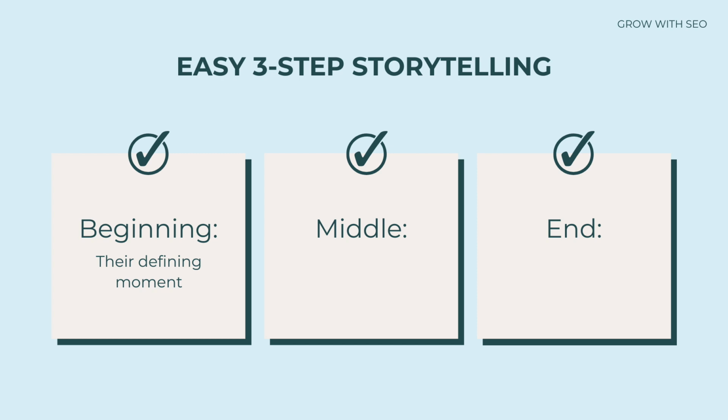So, step one in your SEO storytelling is making sure that you have an SEO keyword that relates to the beginning of their story. Step two is the middle, which is the how, why, or what.